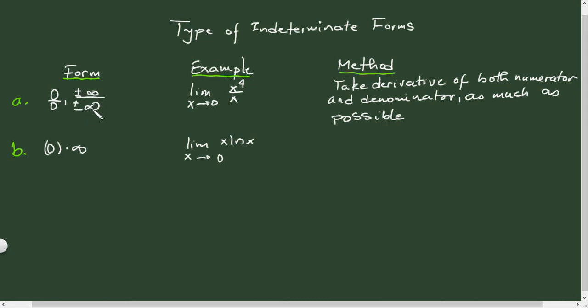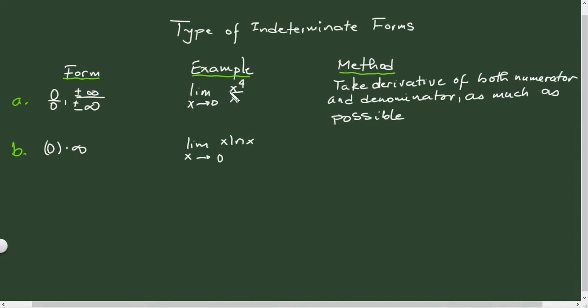When you get to this form here, this first one, it is L'Hopital's friendly. It means that if you got here, of course, what you're going to do is take the derivative of both the numerator and the denominator, as much as possible. So this is the first one: 0 over 0 and plus or minus infinity over plus or minus infinity. Those are indeterminate forms. Here is an example: x to the 4 divided by x.